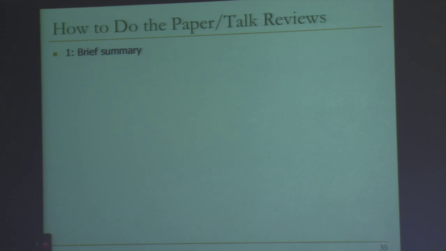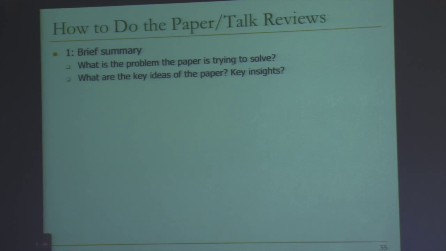So first, a brief summary of the work. A brief summary should really talk about what is the problem. Problem is always the first thing, right? Whenever you write a paper, you should really talk about the problem. What are the key ideas of the paper? What are the key insights? What is the key contribution to literature at the time it was written?